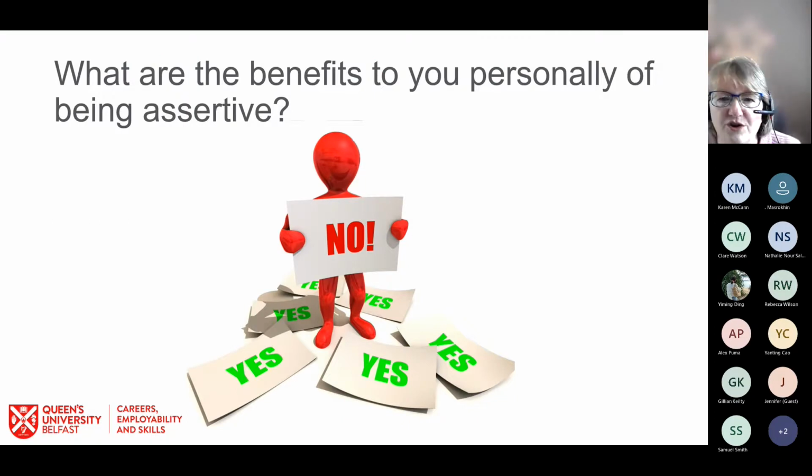So, moving on then, what are the benefits to you personally of being assertive? At the beginning of the session, I said that if you do not consider yourself to be assertive before the session, then you're not going to leave this session and suddenly be assertive. And anyway, yes, of course, we should always be trying to develop ourselves, but we're okay to start with. We don't have to become completely different people. And we certainly don't all have to become the same or act the same as everybody else.